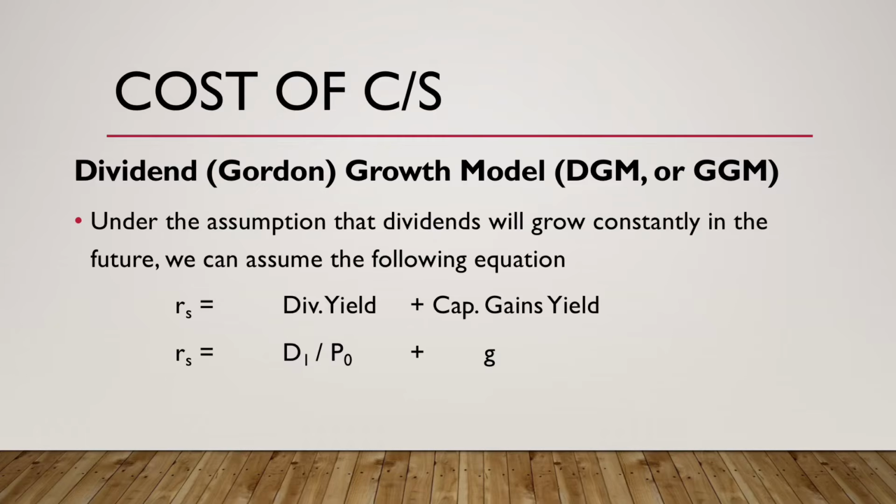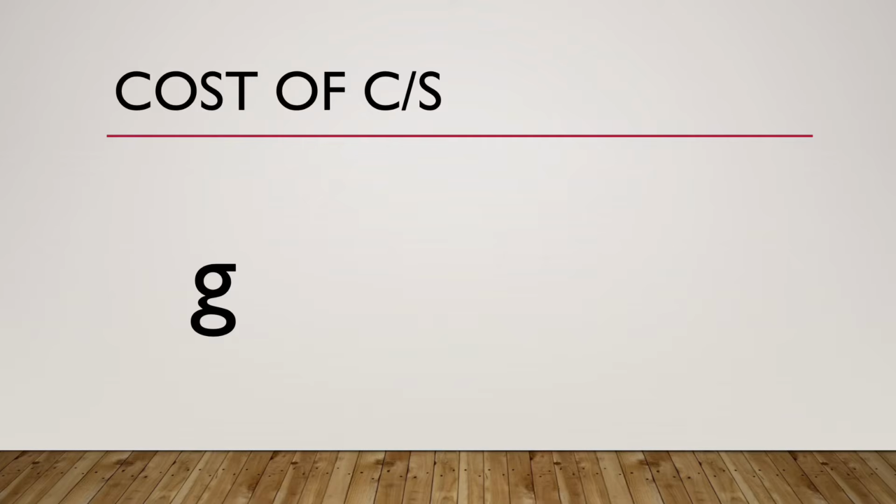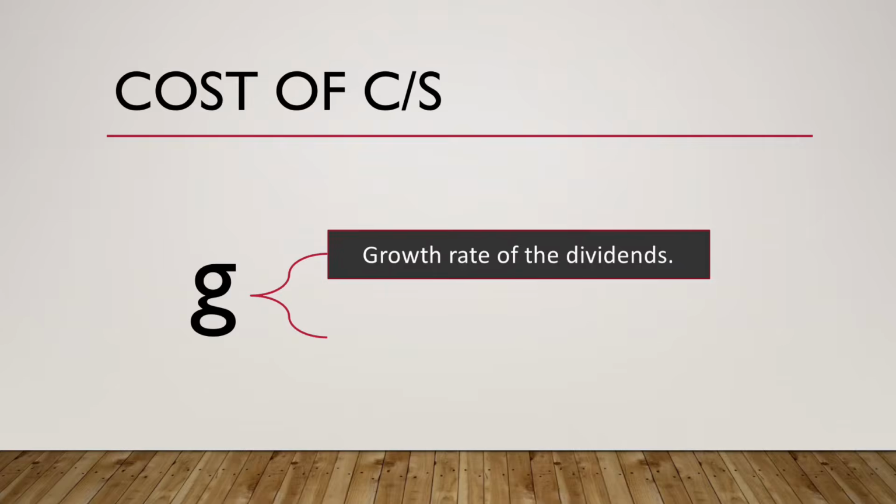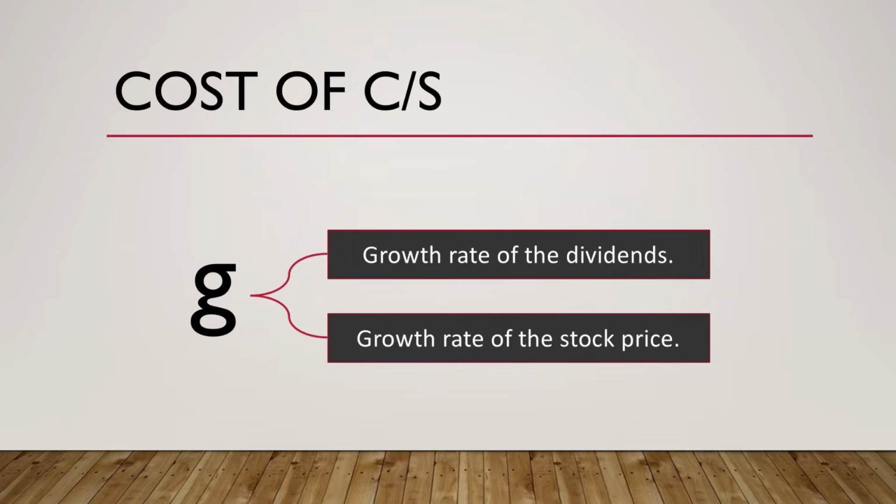So to arrive at R sub S here, we have R sub S is equal to D sub 1 over P sub 0 plus G. And this is the dividend growth model. Now let's talk about G, the growth rate here. What does G mean? G is actually the growth rate of the dividends and the growth rate of the stock price. G pertains to both of these growth rates.